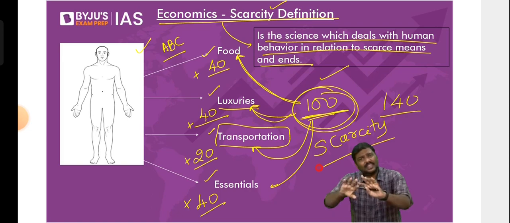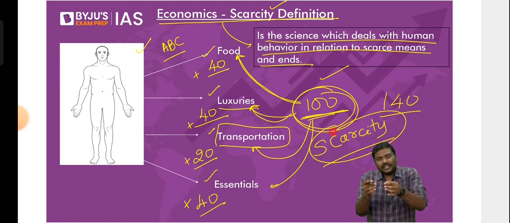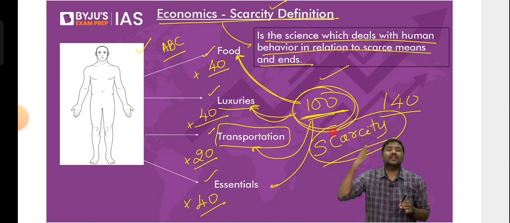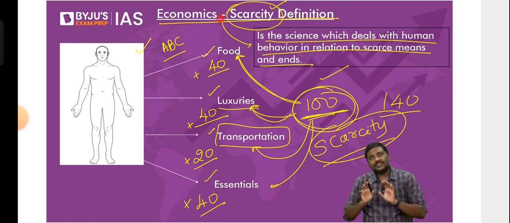These resources, such as money, are not sufficient. That is the concept of scarcity. The amount of money you want is not the amount that you have. You have less than what is required. So the whole idea of economics hinges on the idea of scarcity itself: the amount of resources available is not sufficient.